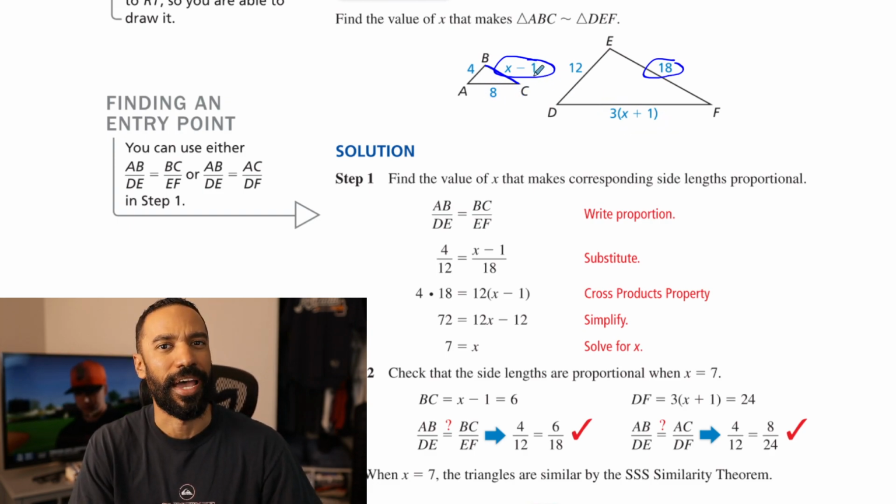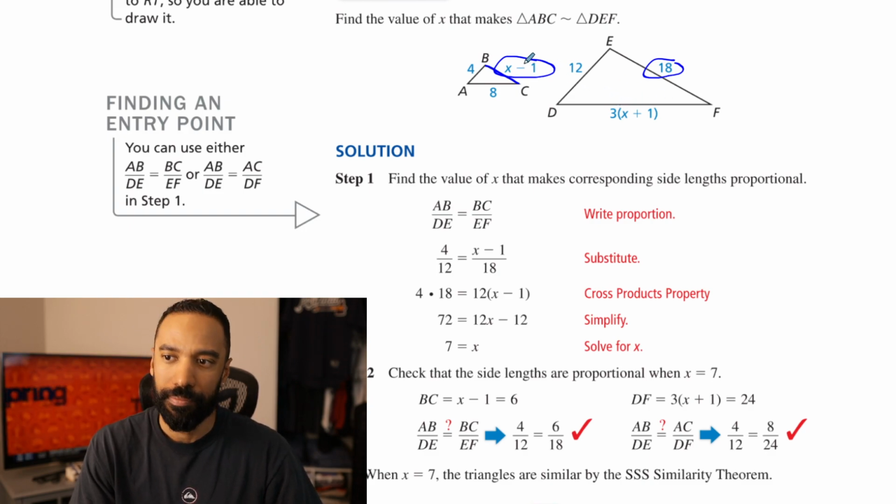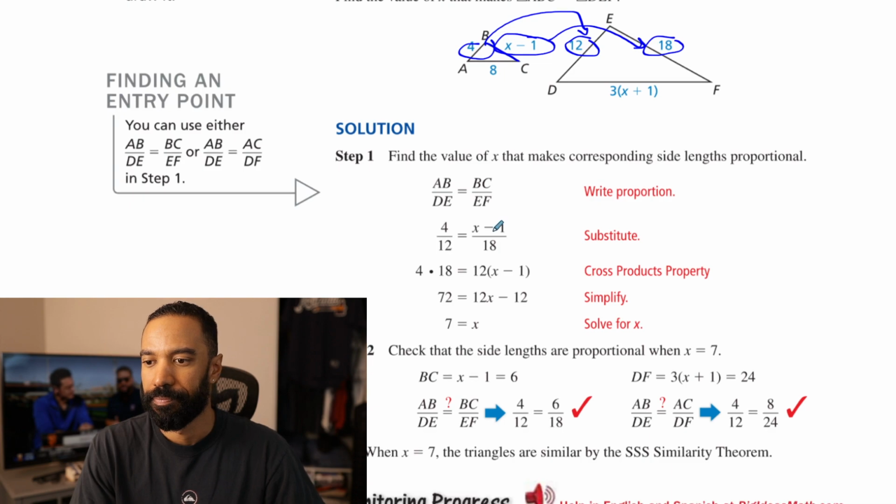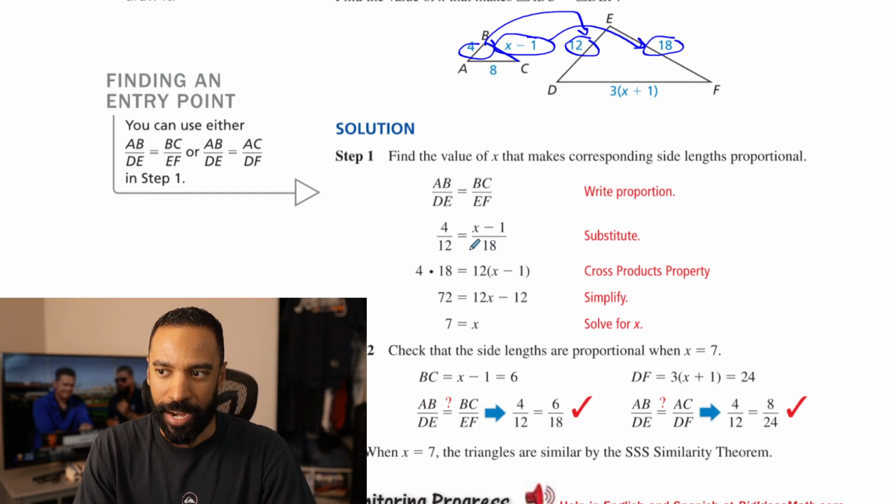Oh, they just say solve for x. They don't need to say find, they say solve for x. So yeah, I actually like this one. So 4 to 12. So they're going boom is to boom, like that. And then they cross multiply and solve, and they get x equals 7.